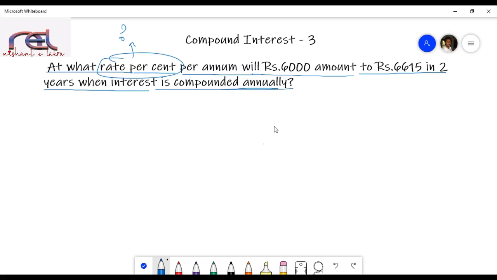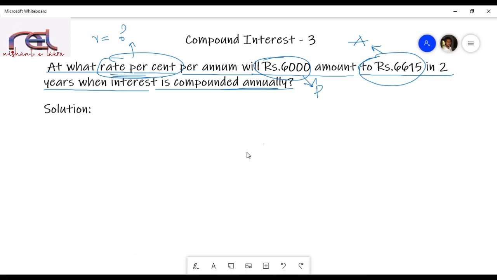Now in this question the interest is compounded annually. 6615 is the amount, we have to find the rate. Rupees 6,000 is the sum or the principal, and time is given as 2 years. Principal is 6,000 and amount is 6615 and time is 2 years. So let us see how to solve this problem.